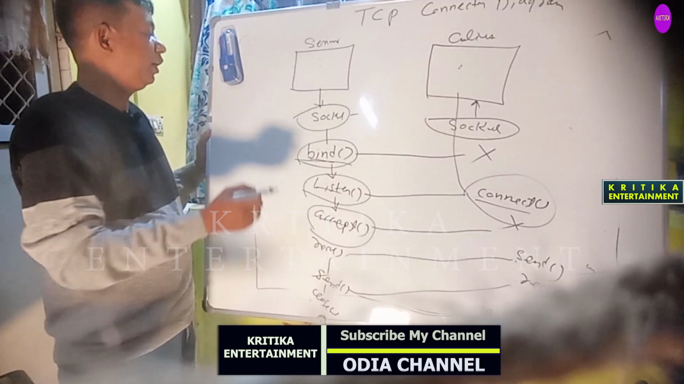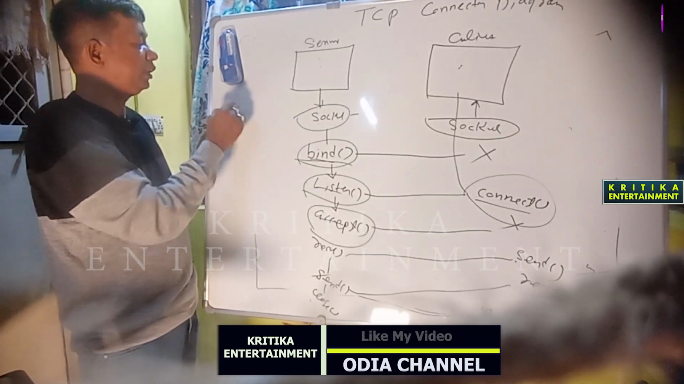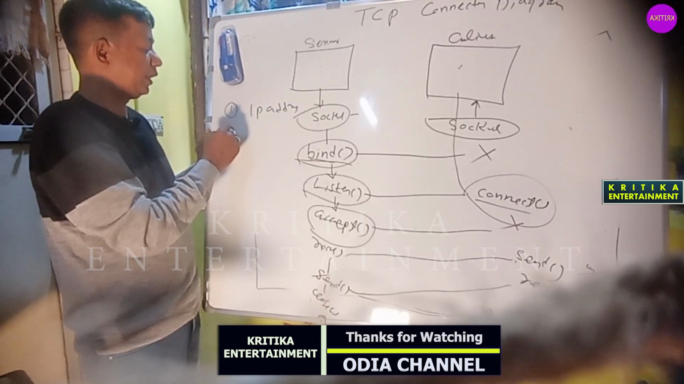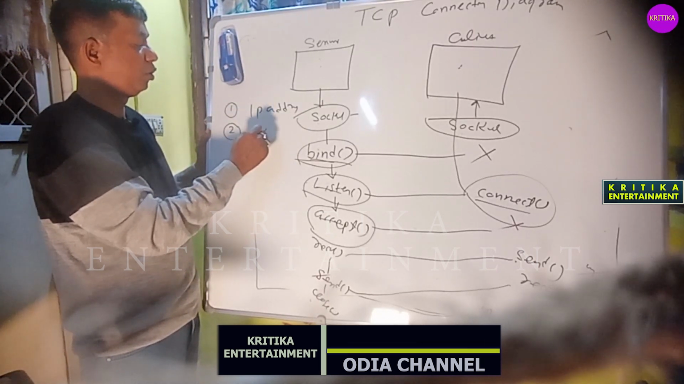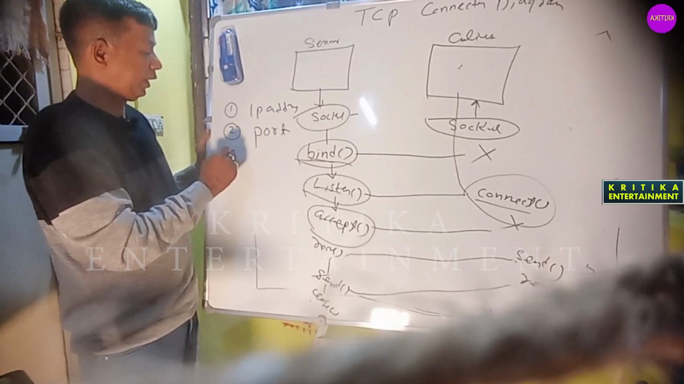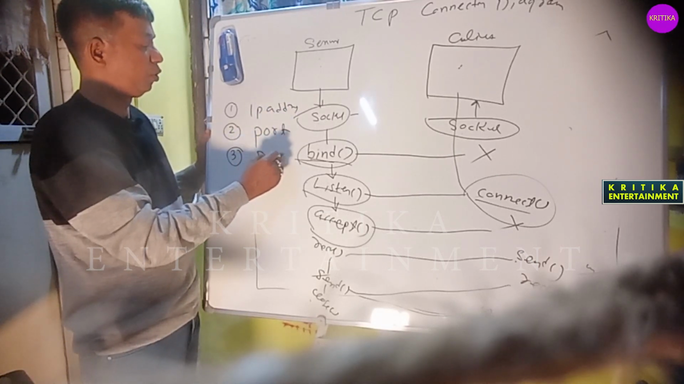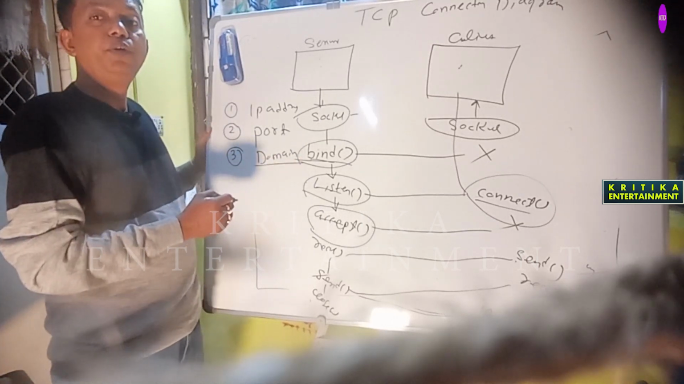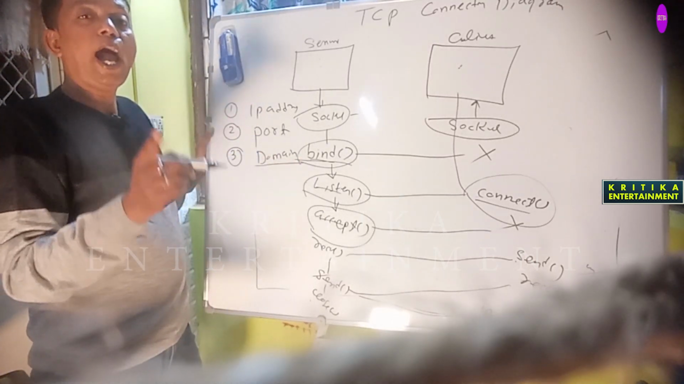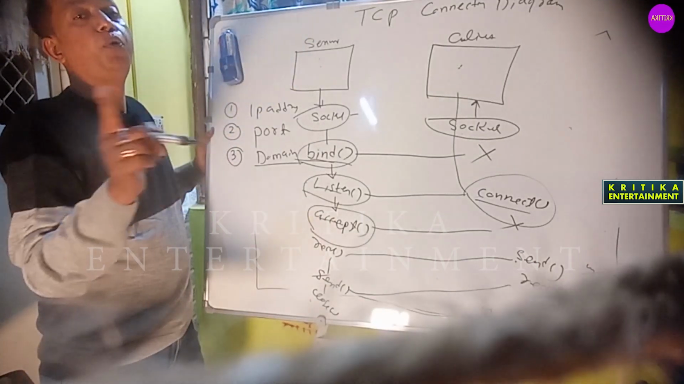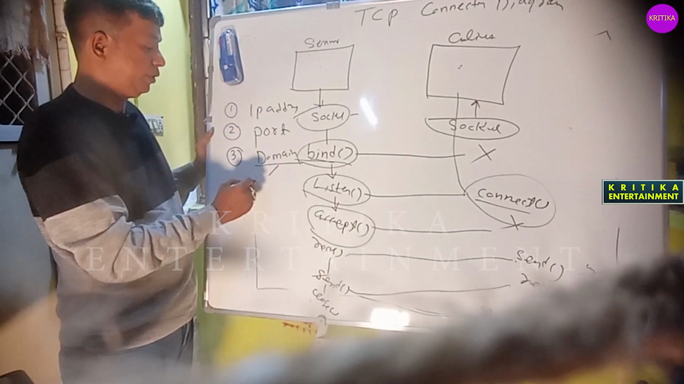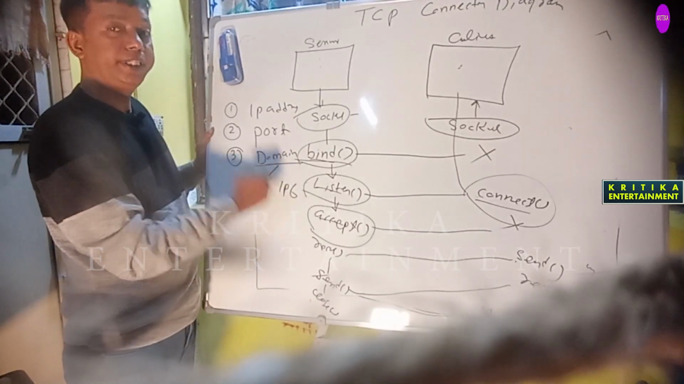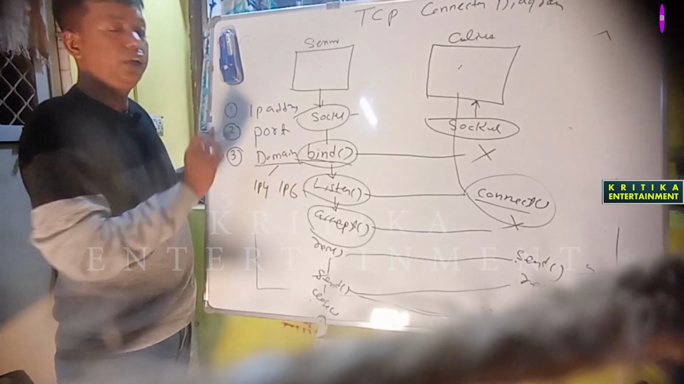To make a socket, we need three things. First is your IP address. Second is the port. Third is the domain. Domain means whether you are using the IPv6 or IPv4 version. Domain has two types: either you are using the IPv4 version or the IPv6 version. So this is called domain.